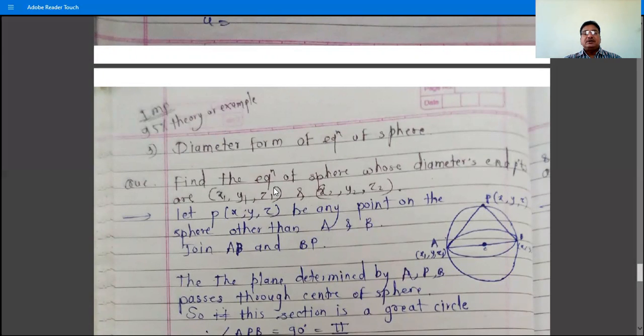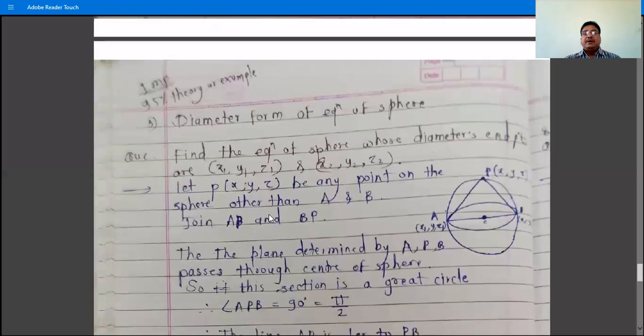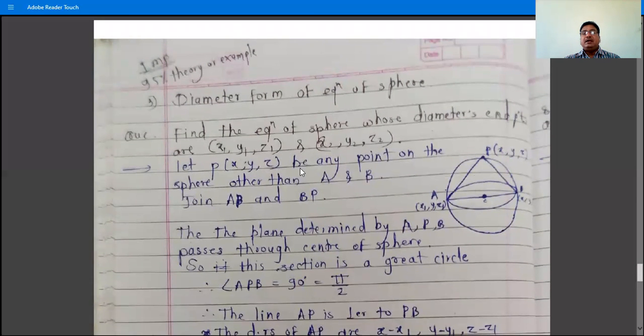It is a straightforward question: find the equation of the sphere whose diameter has end points (x1, y1, z1) and (x2, y2, z2). These are the end points of the diameter. Now we have to find the equation of the sphere. Let P be (x, y, z).